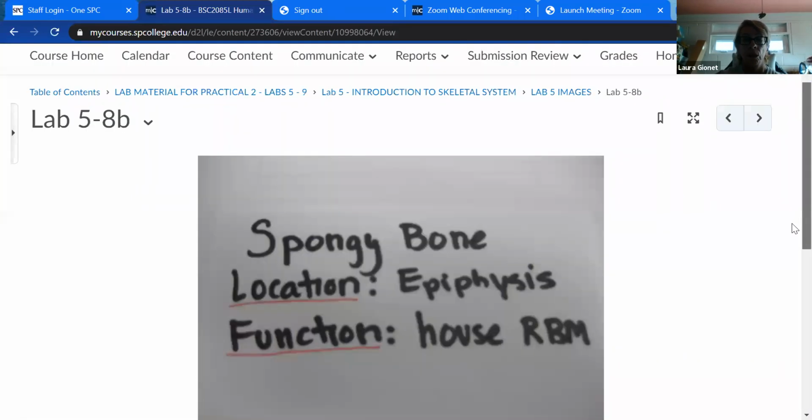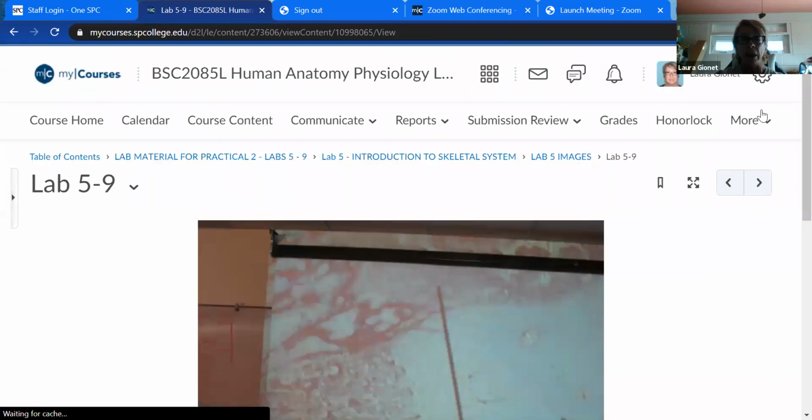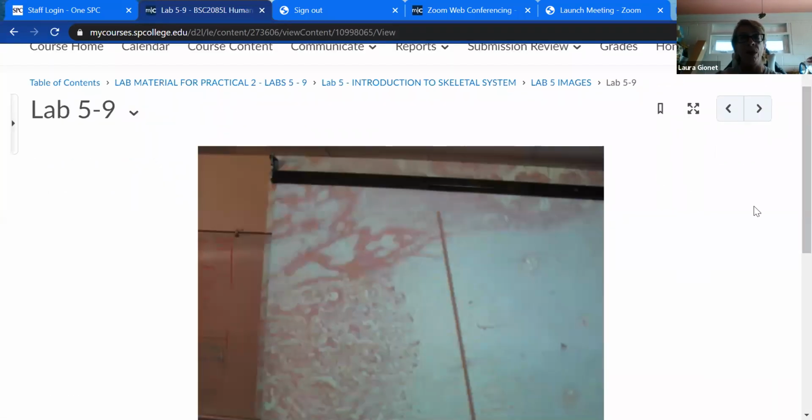Okay. Spongy bone is located in the epiphyses, and right now it's just going to be the epiphyses, and I won't ask you a function of spongy bone. I'll just ask you the structure, trabeculae, and the red bone marrow and their functions.